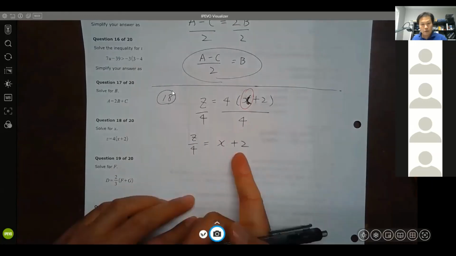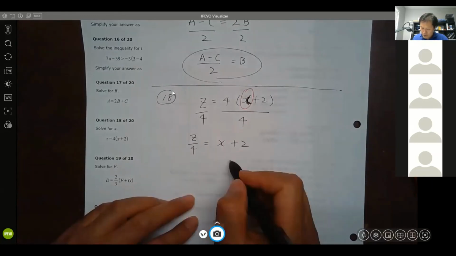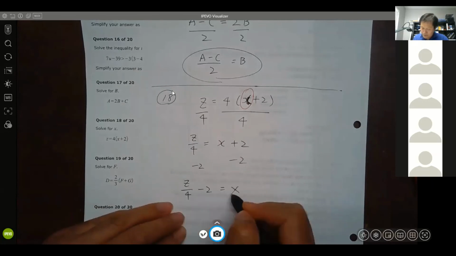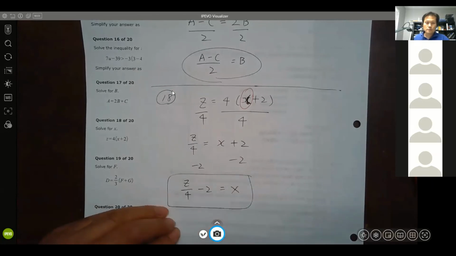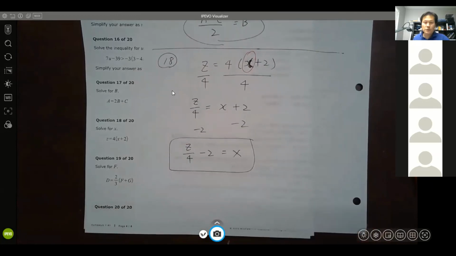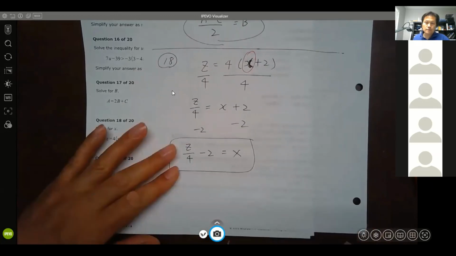Then it's time to get rid of the 2. Minus 2 on both sides. Z over 4 minus 2 equals x. For me, this is a perfect answer.